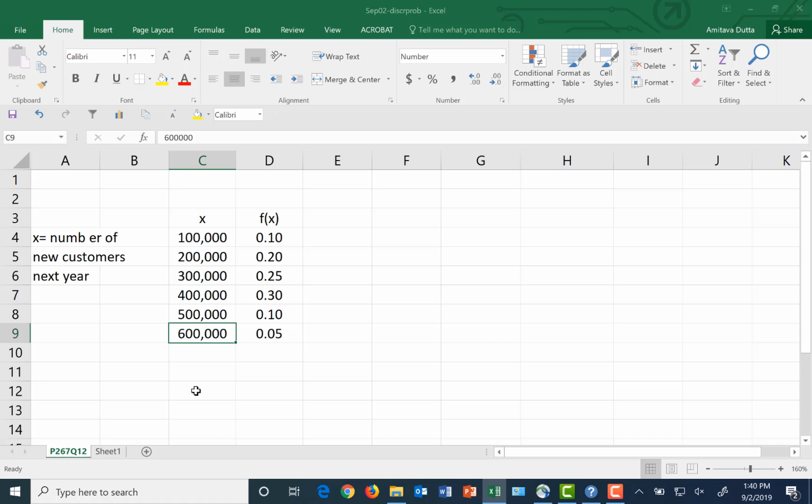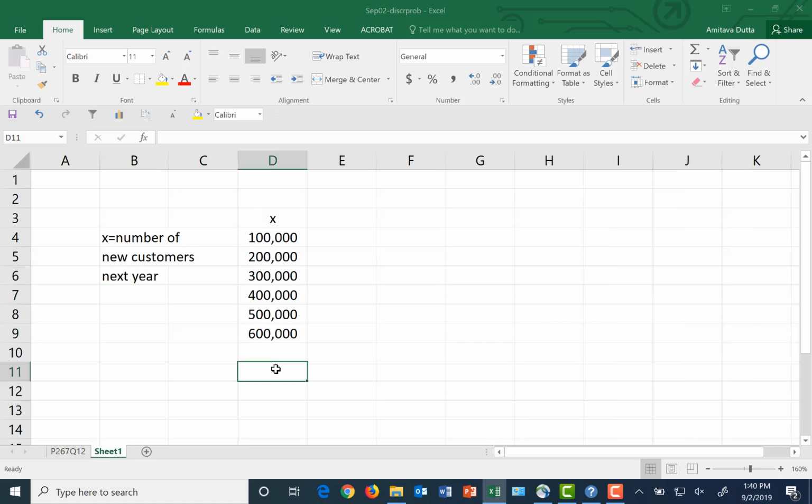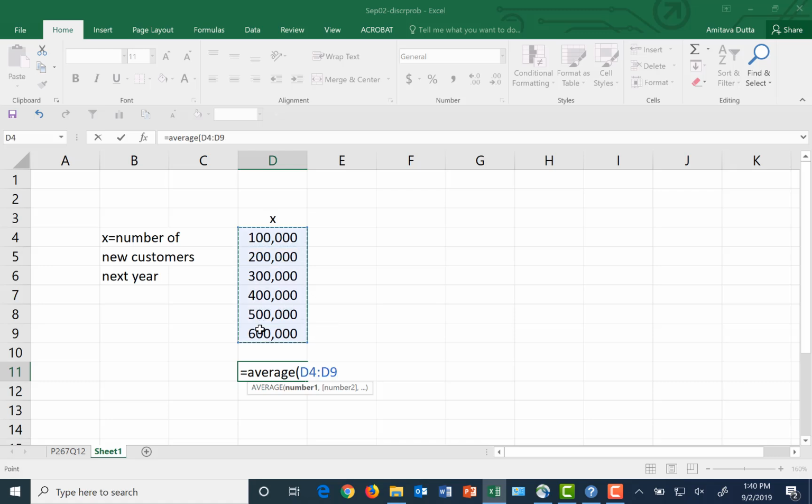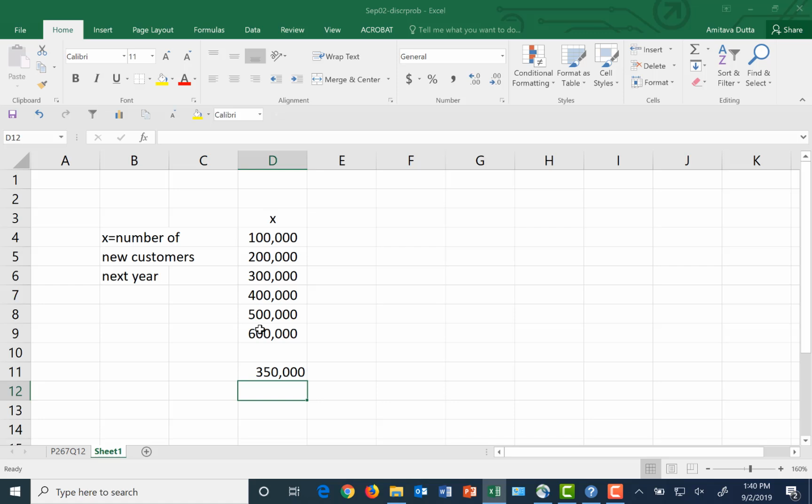Now, you have already used the built-in function average in Excel when we did descriptive statistics in the first class. So let's dispense with one observation. Why can't I take these outcomes and simply do an average? So let's do an average. The average is the expected value, so it's 350,000. Why can't we say that, on average, I expect next year to get 350,000 customers? So I just use the average function.